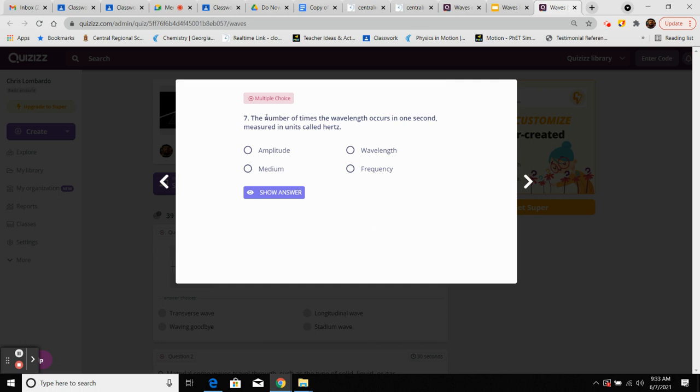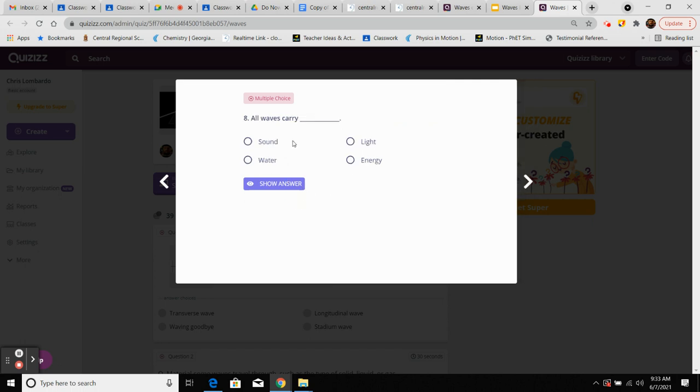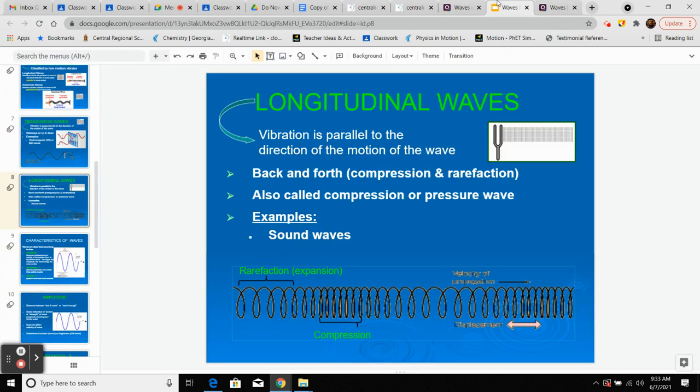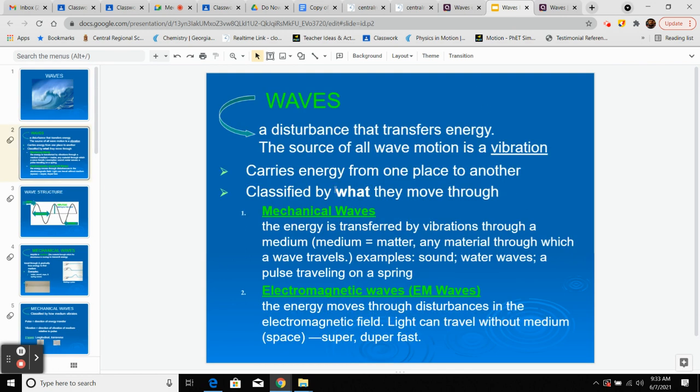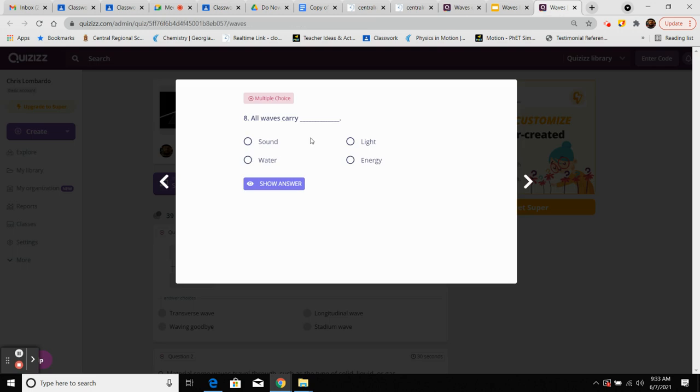The number of times a wavelength occurs in 1 second, measured in the unit called hertz. Yeah, frequency. Okay, all waves carry what? Not sure. Water, sound, light. Well, waves carry energy from one place to another. And the source of all wave motion is a vibration. So, yeah, they all are going to carry energy.